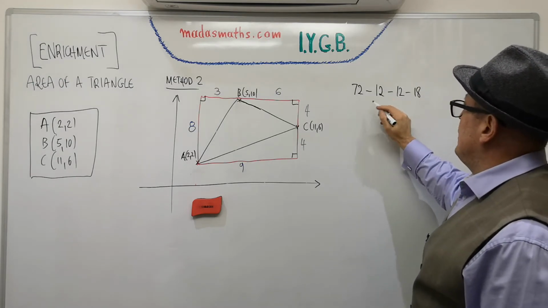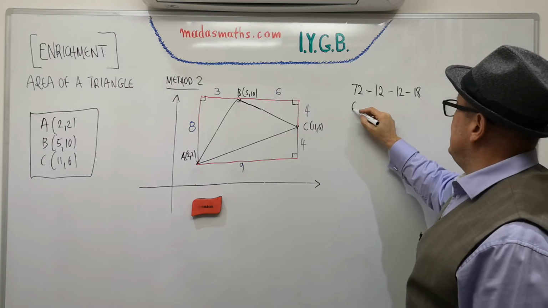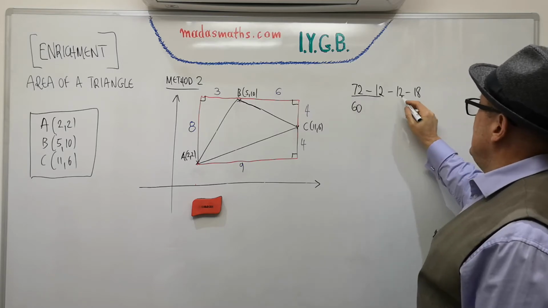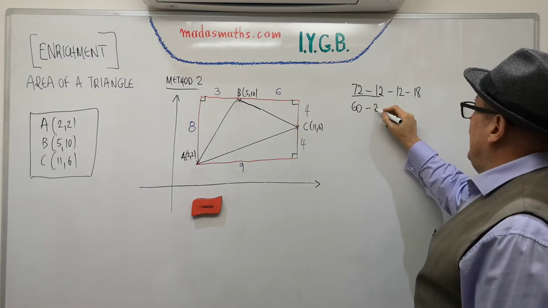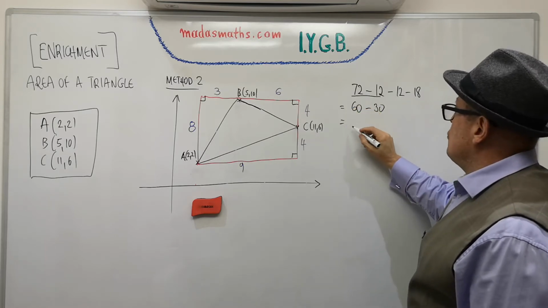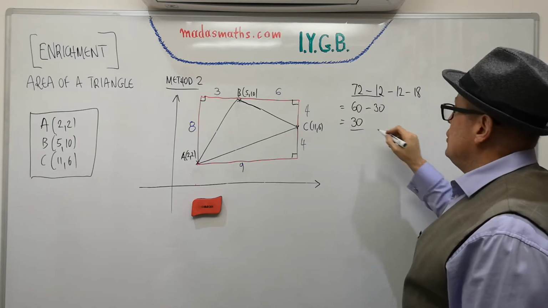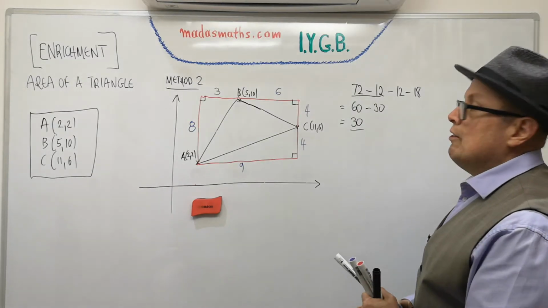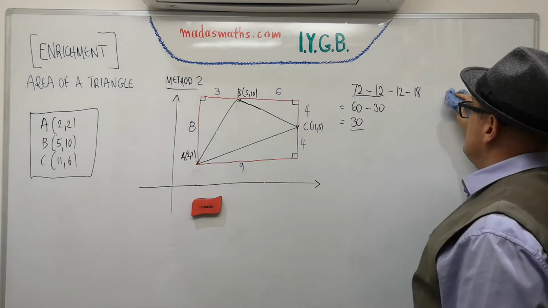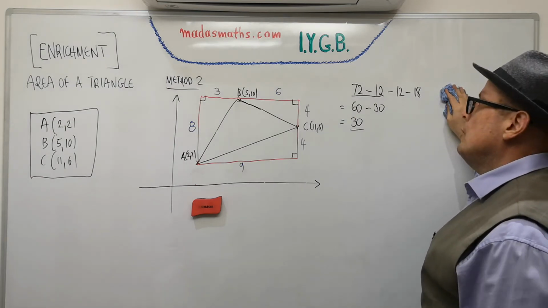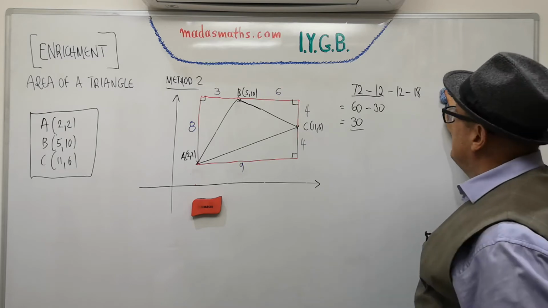So 72, take away 12 is 60. So that's this bit here. 12 and 18 is of course 30, which we subtract. And the answer to that, you can use your calculator of course, is 30 units as before. So that was method number 2. And I hope you understood also method number 2. Okay, your choice of course, whether you're going to go with the trapeziums or something like that.